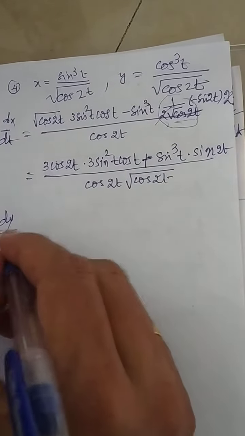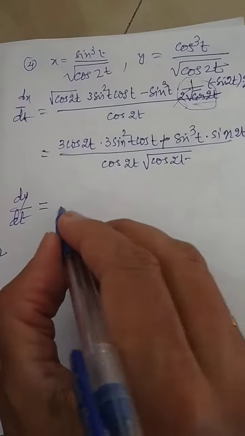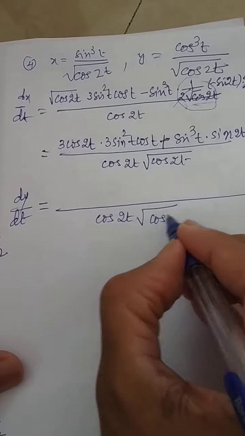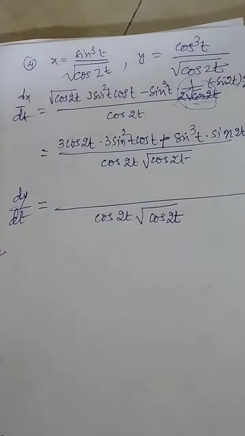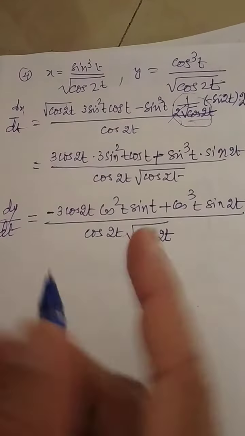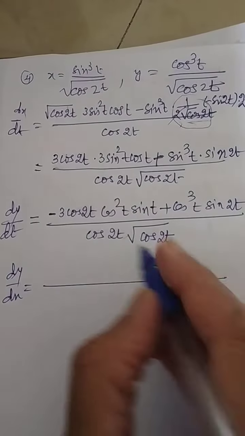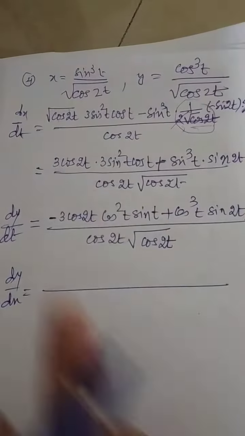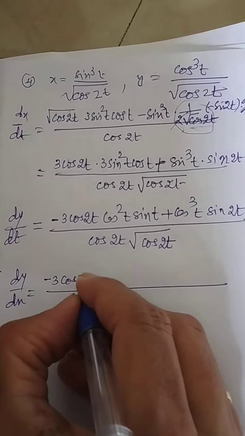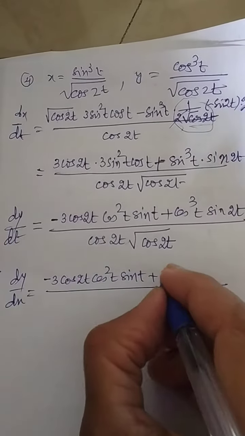Similarly you also find out dy by dt as, denominator will be cos 2t root under cos of 2t. Just find out this and then we'll go for the further solution. Next step is to get dy by dx. In dy by dx what will happen, this denominator will get cancelled but the y expression will be coming in the numerator, so minus 3 cos 2t over here cos square t, here it is sin t, this is nothing but I am writing like this.